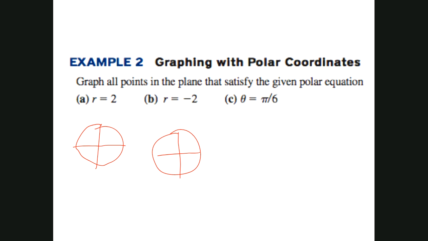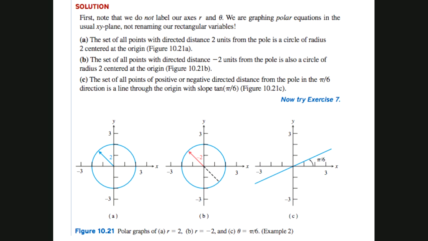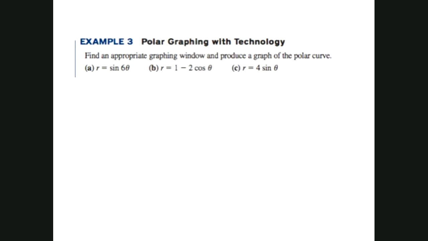How about what is the polar graph going to look like if theta is pi over 6? Just a straight ray? That is exactly right. It would look like this. 30 degrees. Boom. That is it. Very nice. Okay, and here's basically what they would look like.